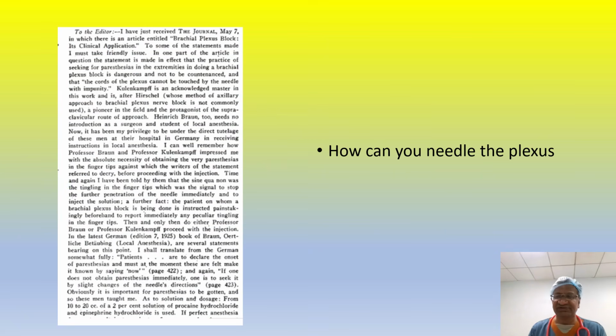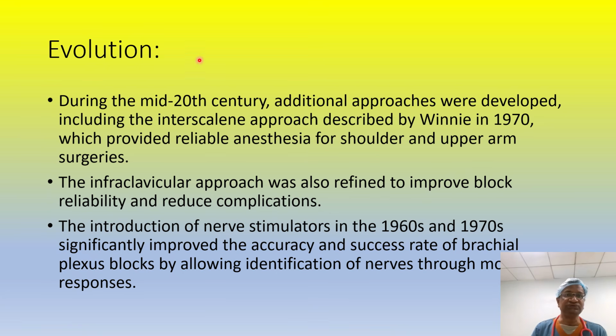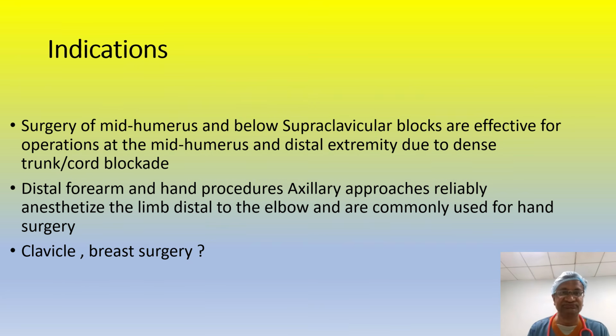There were a lot of controversies. How can you prick the brachial plexus with a paresthesia? How can you needle the plexus? How can you create a nerve injury? All these things were controversially done, and after that it settled towards the paresthesia technique. After the evolution in the mid 20th century, Winnie described the interscalene approach, the infraclavicular approach, and the nerve stimulator in the 1960s and 70s. And after 2000, we have come to ultrasound.